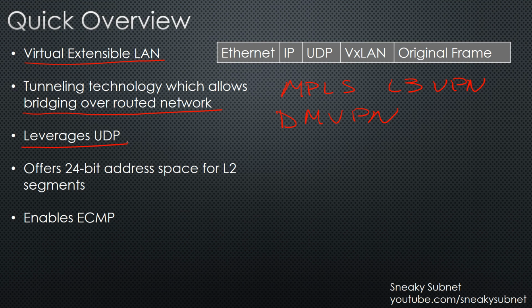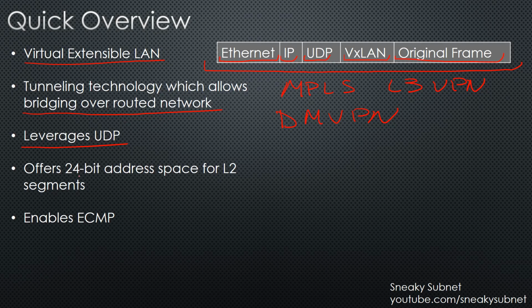VxLAN leverages UDP encapsulation, and here you can see VxLAN header. So on the right side you can see original Ethernet frame, which we are going to forward leveraging VxLAN. So this original frame is encapsulated inside VxLAN, VxLAN is encapsulated inside UDP, UDP is encapsulated inside IP, and finally IP is encapsulated inside Ethernet. So apparently it is just a regular IP traffic. But UDP encapsulation is a very important point here, and we will get back to it in just a moment.